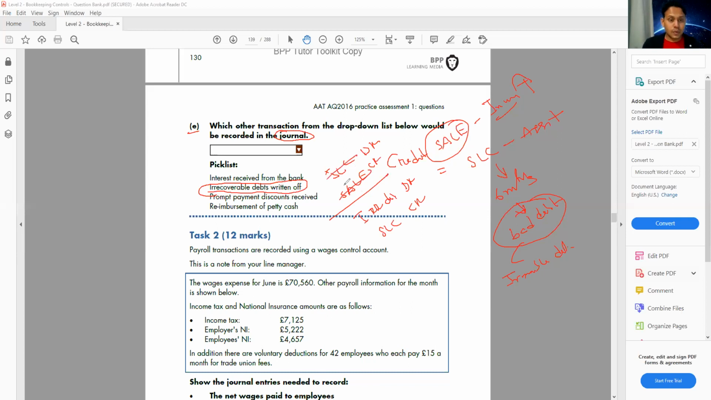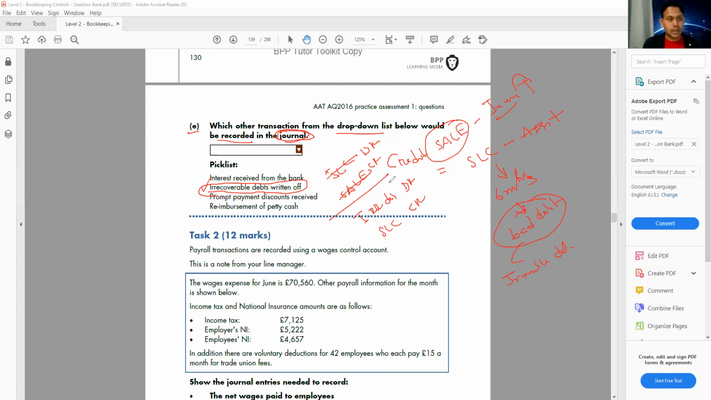So that's why when the question comes from the drop down list, which one you use normally to record in a journal, this is the one we use to record in a journal, because this is something uncertain. It could happen, it cannot happen.